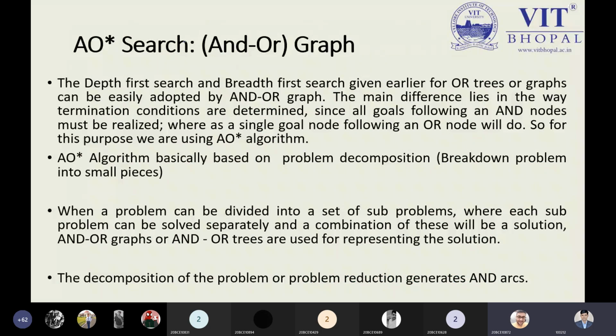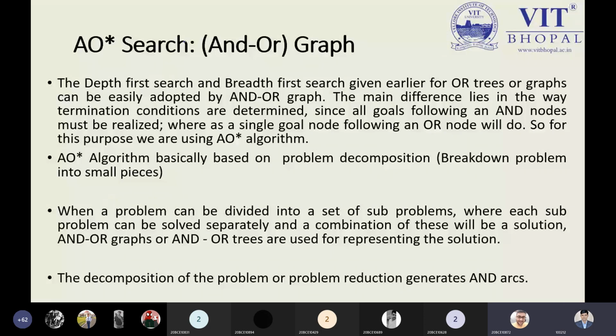We have already seen the A star, but it's time to see another searching mechanism, that is the AO star search algorithm. Let me explain some theoretical points one by one. The depth first search and the BFS, that is the breadth first search, were given earlier for the OR tree. If you remember the example, the graphs can easily be adapted to the AND-OR graph.